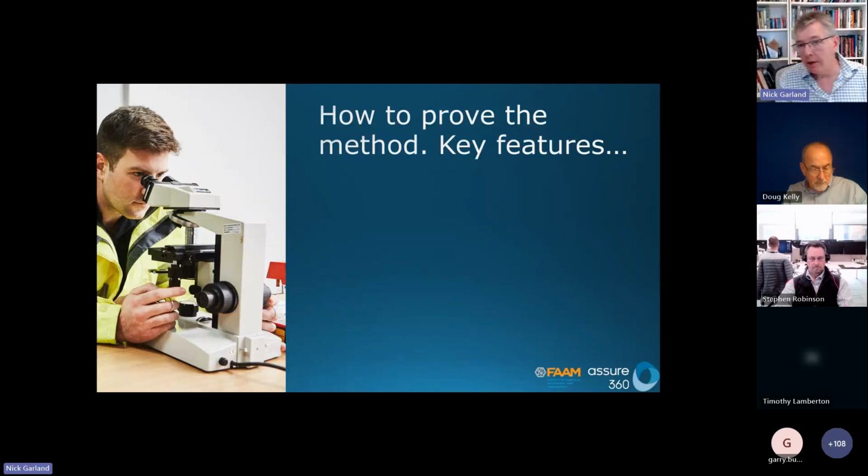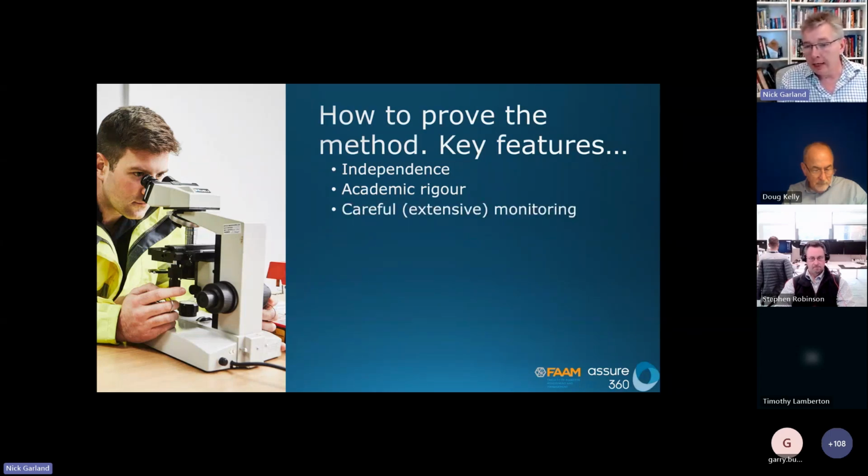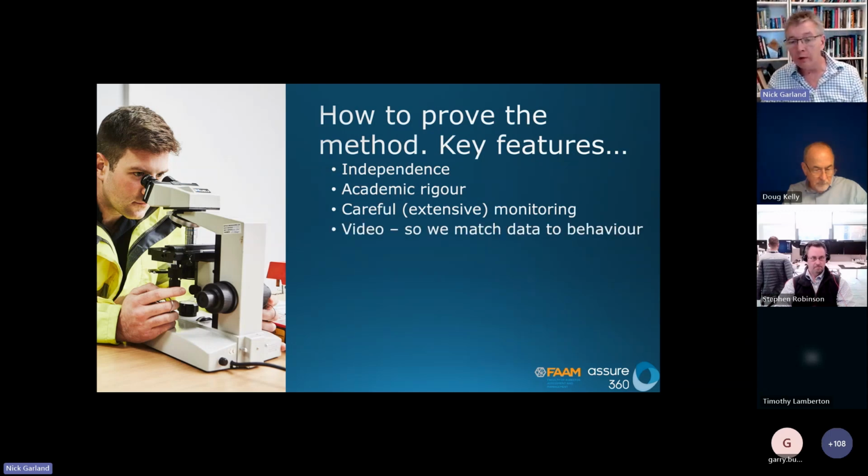So how do we prove a method? The key features, in my opinion, are independence, so analysts are independent of the desire to get a low end result. Academic rigor, so a test that is designed in such a way that is going to be able to stand up to challenge and questioning. Certainly careful and very extensive monitoring, so lots of tests in and around the activity, and we actually video the activity as well. So we match the data to the behavior, and again we can go back, check, challenge, and review.